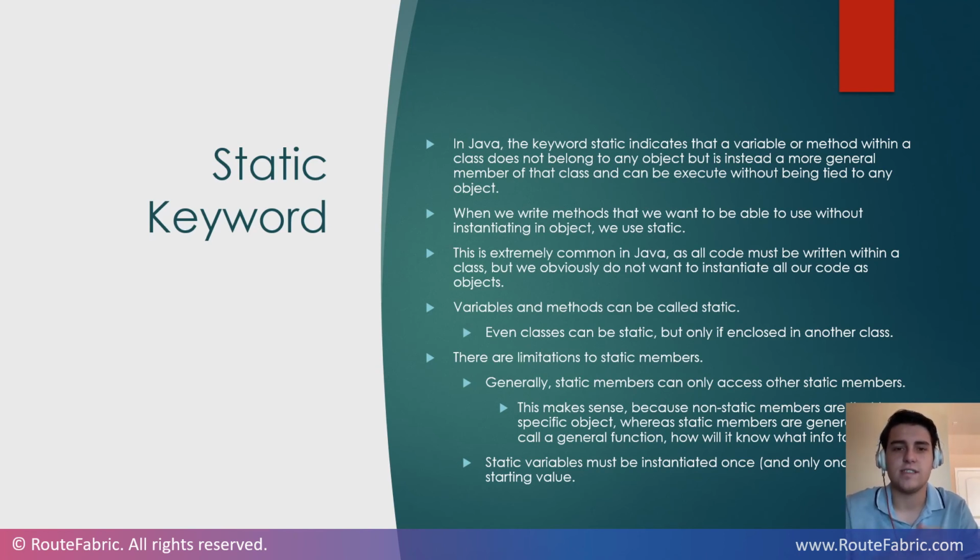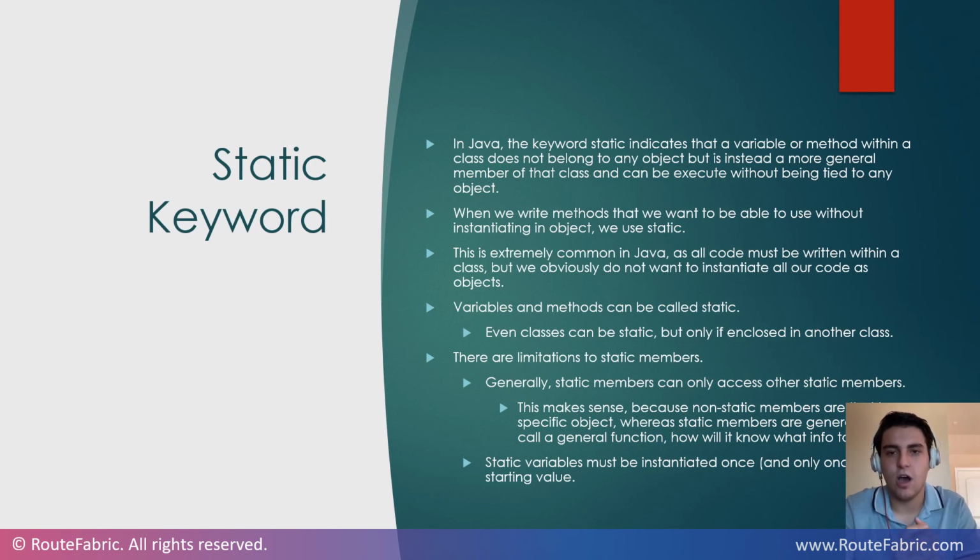So if we create a static variable, we need to instantiate that in a general sense, across all objects of a class, or even if we're not creating any objects. That static member is going to be instantiated to a specific value, and then we can't change that on an object-per-object basis.